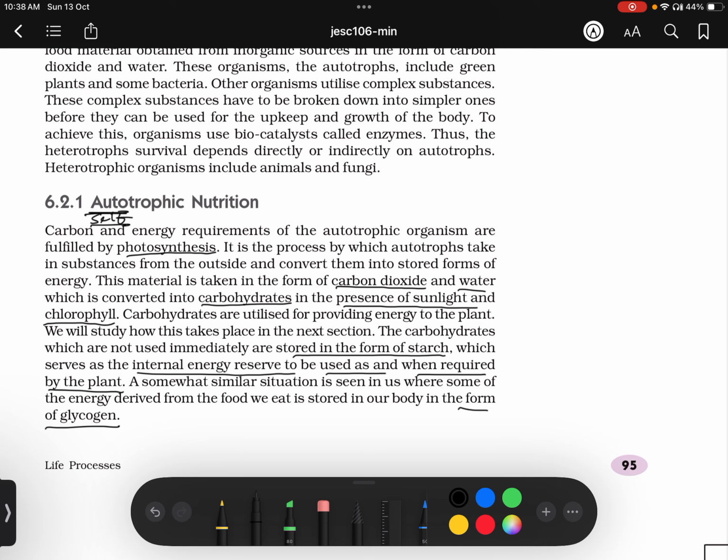From this paragraph, we can simplify various things. First, let's understand the energy requirement. Carbon and energy requirements of the autotrophic organisms are fulfilled by photosynthesis. Now, photosynthesis.